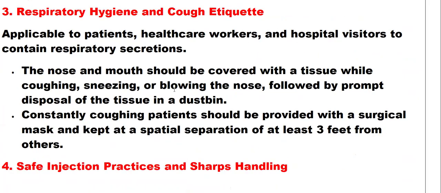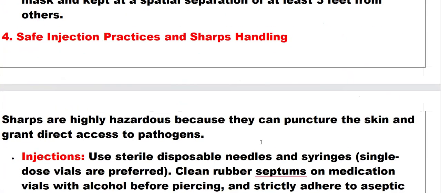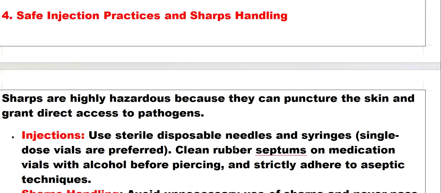Respiratory hygiene and cough etiquette. Applicable to patients, healthcare workers, and hospital visitors to contain respiratory secretions. The nose and mouth should be covered with a tissue while coughing, sneezing, or blowing the nose, followed by prompt disposal of the tissue in a dustbin. Constantly coughing patients should be provided with a surgical mask and kept at a spatial separation of at least 3 feet from others.